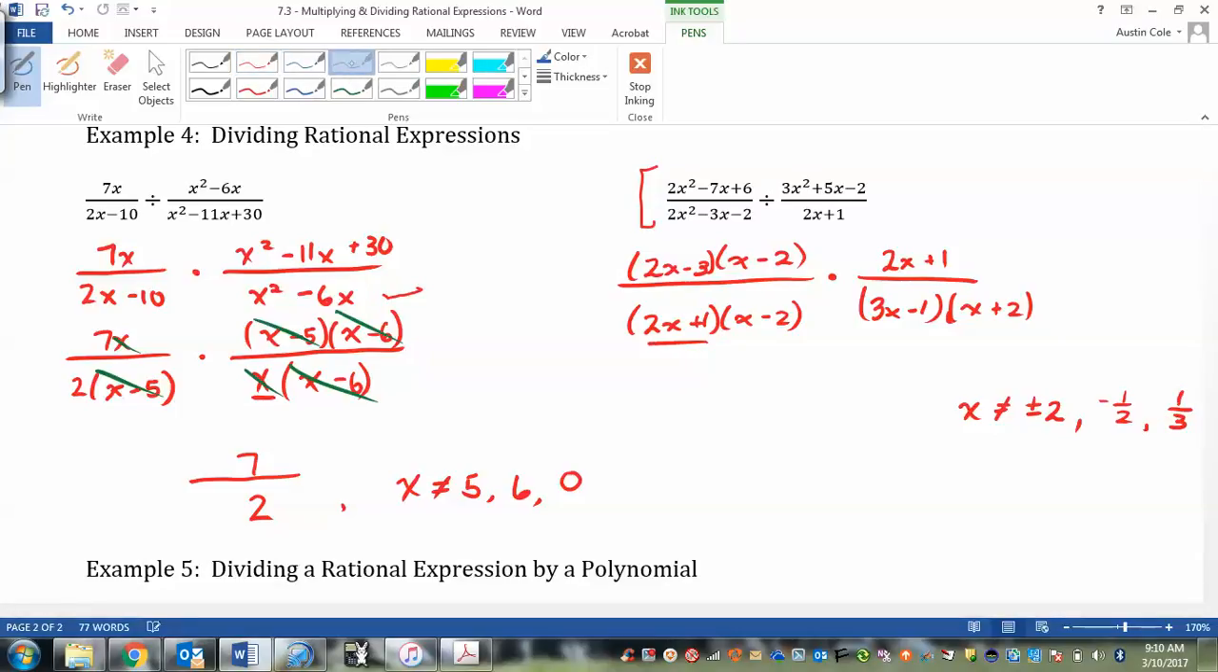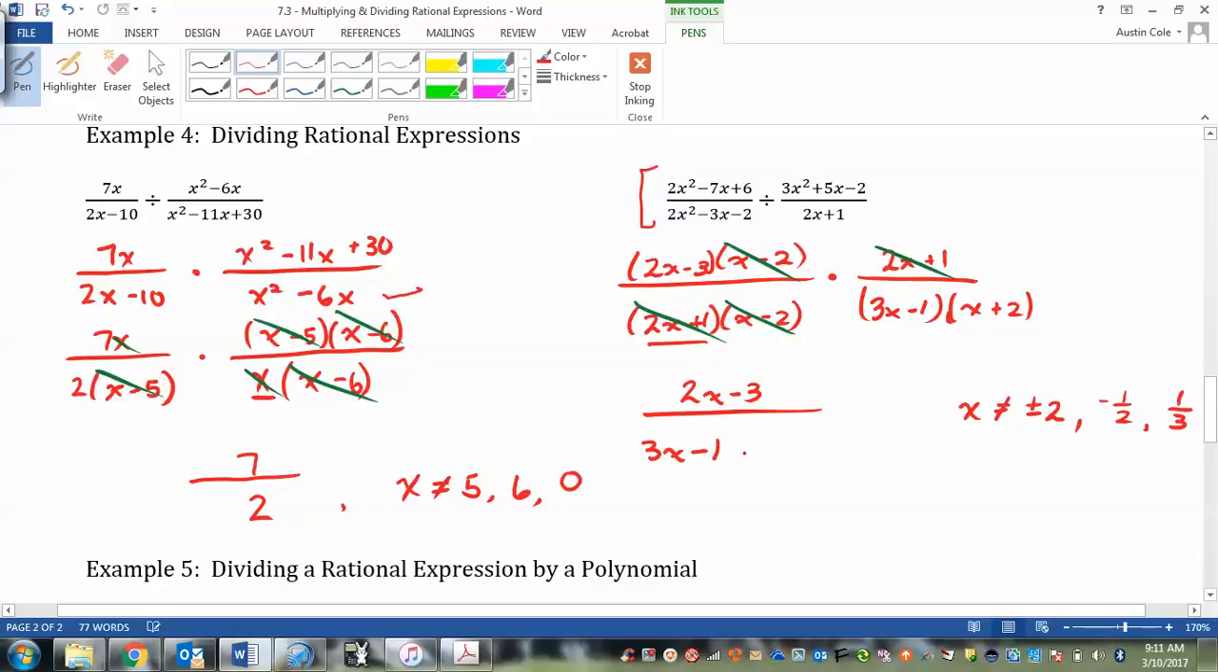All right, so if I look here, what cancels? X minus 2 does. 2x plus 1 does. And that's it, right? So my final answer should be 2x minus 3 divided by 3x minus 1 and x plus 2. And our undefined values are positive and negative 2, negative 1/2, and 1/3.